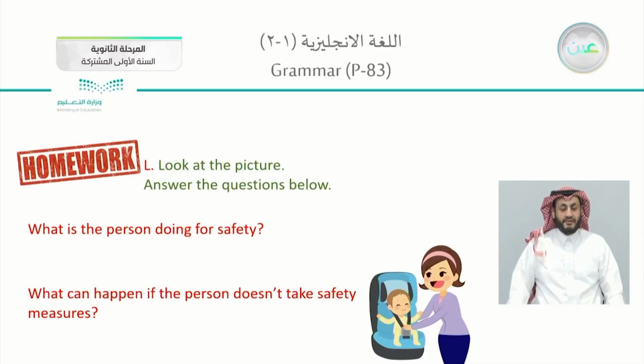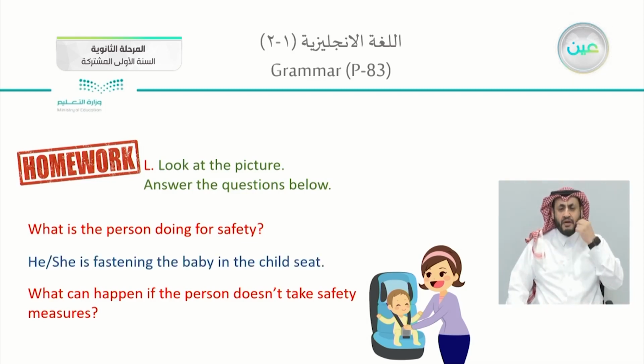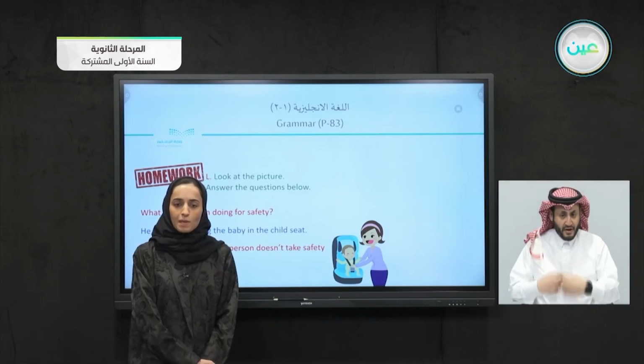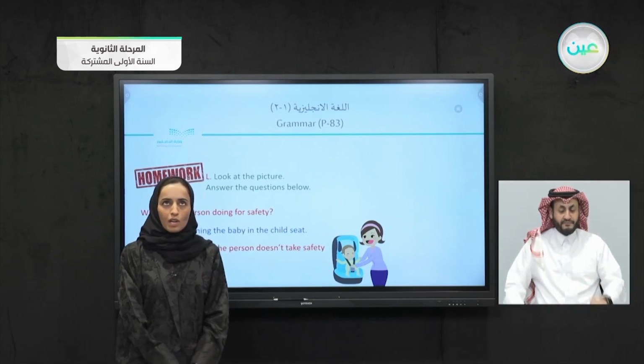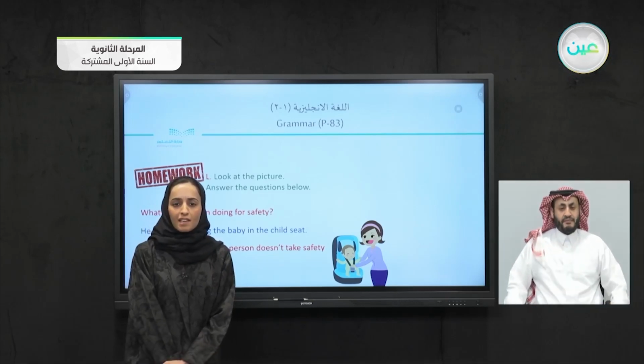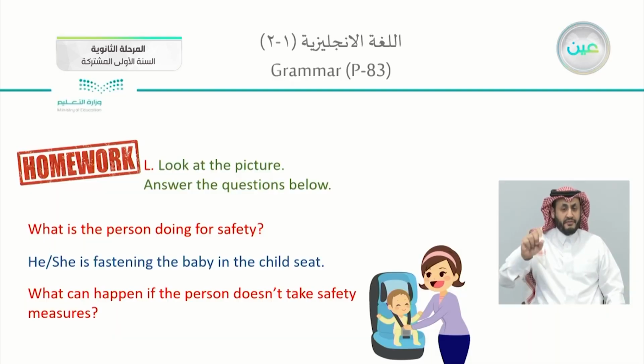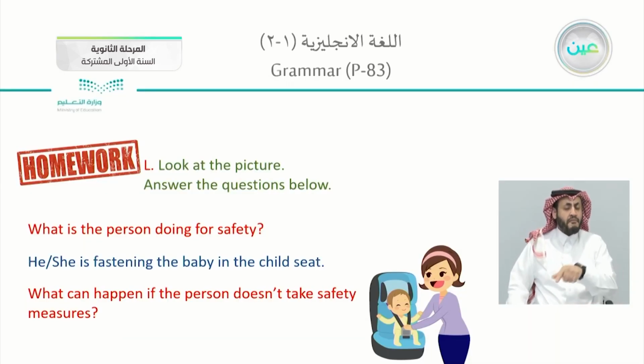The first question, what is the person doing for safety? What is the mom doing here? It could be the mom or the dad. So he or she is fastening the baby in the child seat. When you are putting on the seat belt, we call it fastening. The T is silent.